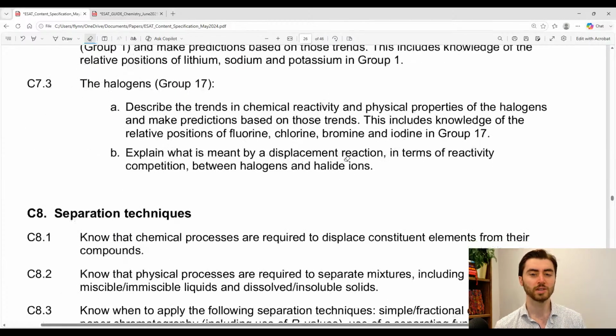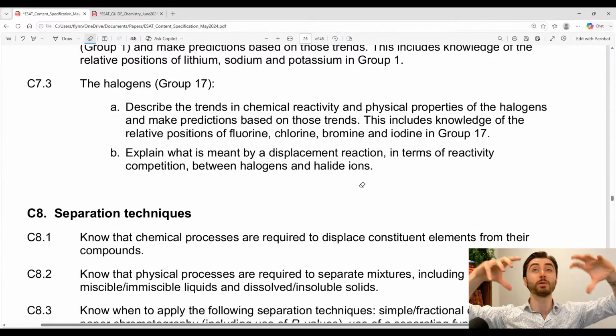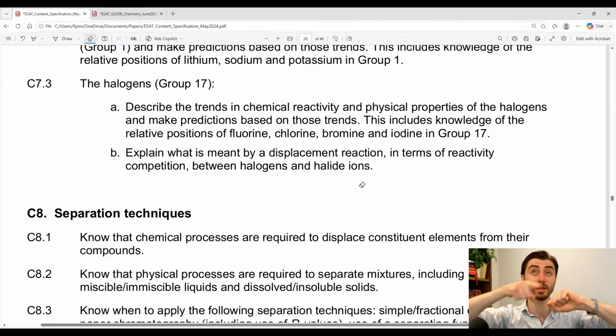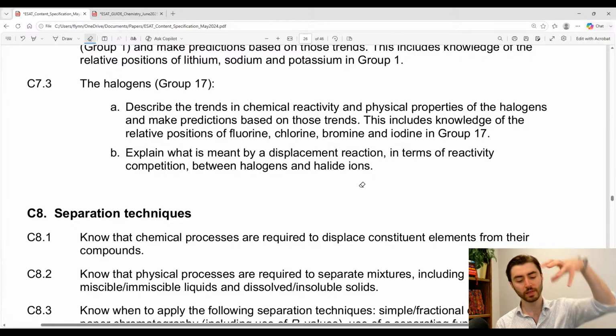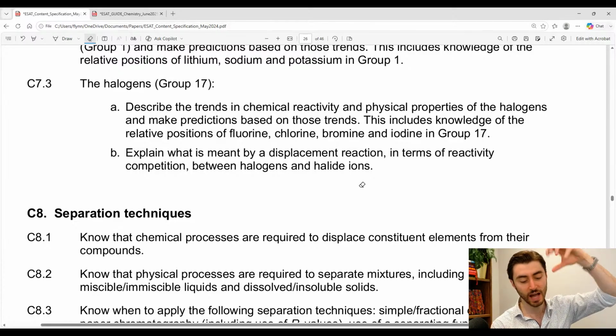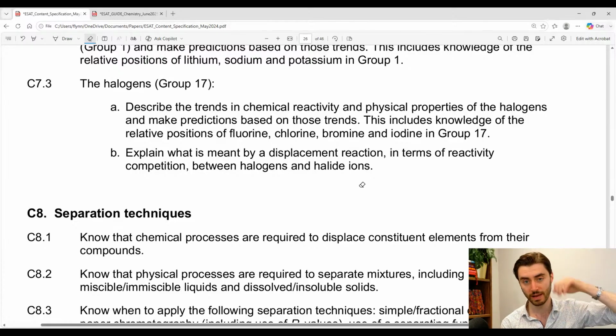A displacement reaction is when a more reactive element displaces a less reactive element from its compound. In group 7, because you're trying to gain an electron, that makes it more reactive going up the group, when the outer shell gaining the electron is closer to the nucleus, so has a stronger attraction for that electron coming in. And so something like chlorine will displace iodide from its compound. And that will also result in a color change of the solution. So let's get an example of that.